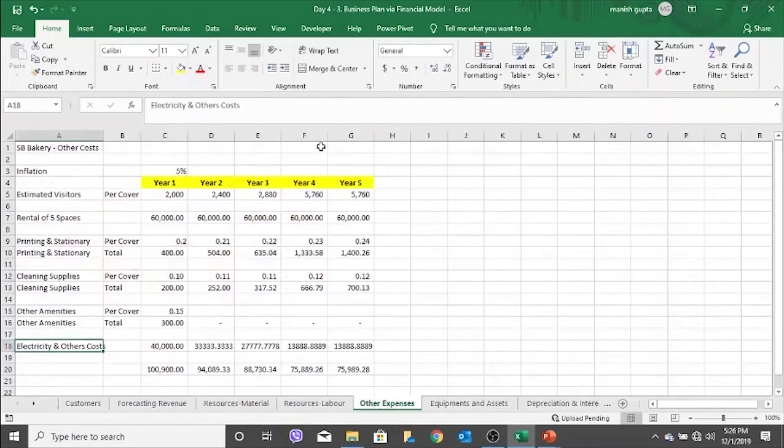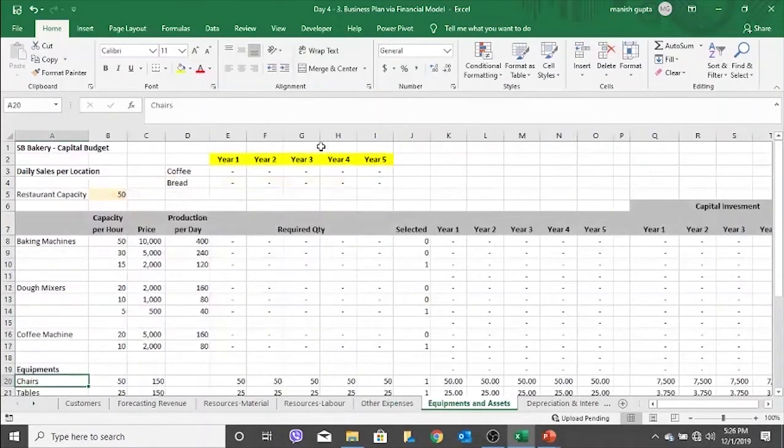And then what are the other expenses? So here I say, okay, rental, how many spaces I will have, printing and stationery. We asked, what is the relationship between the customer and my expense? So printing and stationery, cleaning and supply, amenities, per customer, per cover, how much I am expected to spend. That becomes a very easy basis for me to define my operating budget in the future. And the equipment, what sort of equipment do I need in year 1, year 2, year 3, year 4, year 5? So we make a 5-year plan to see what type of equipment I need based on how many customers I'm going to serve.